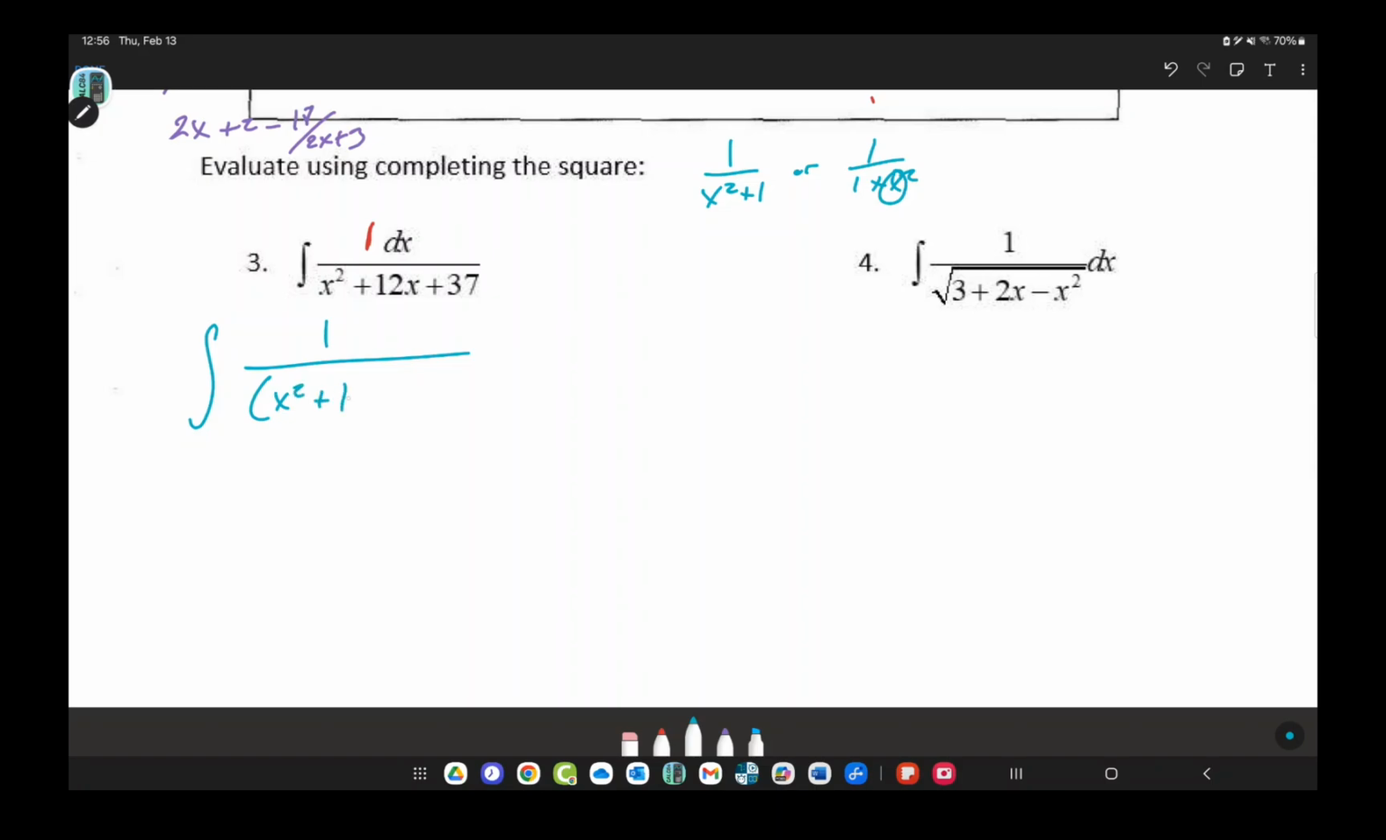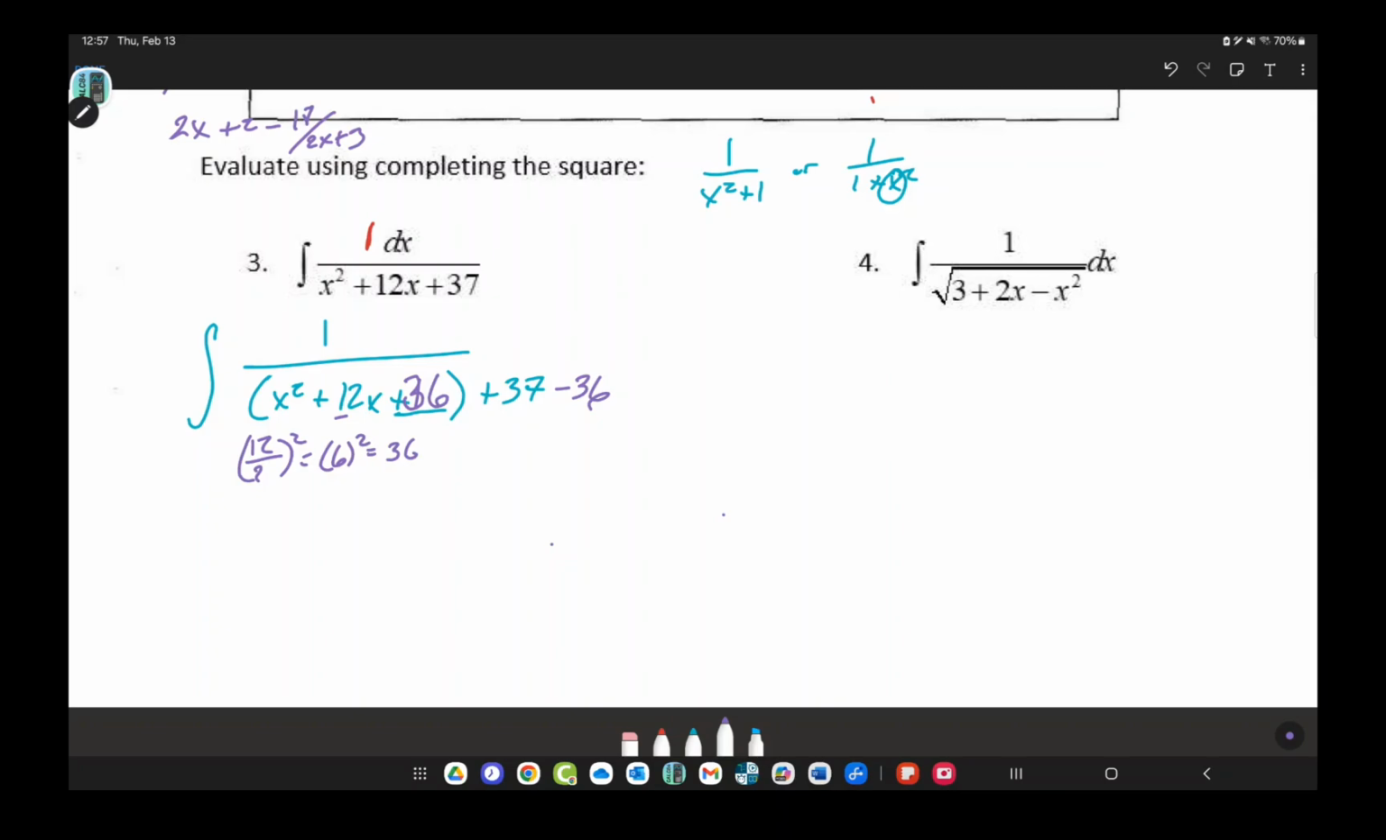It's like half of b squared. Now, what I'm going to do is take b, so 12 divided by 2, and square it. That's going to give me 6 squared, which is 36. Now, if I add 36 here, what do I have to do to balance that out? Subtract 36 on the outside. So if I add 36 and subtract 36, I didn't really do anything.